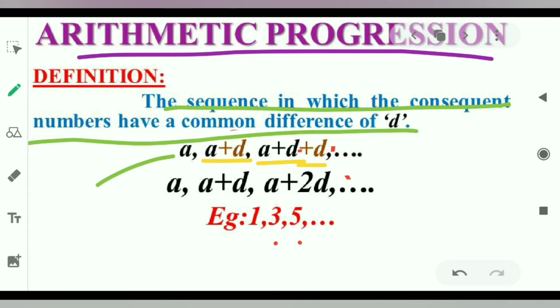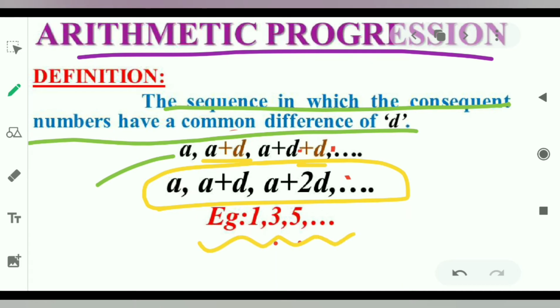On simplifying, we will get like this: a comma a plus d comma a plus 2d comma the next term. Very good. a plus 3d, right? Likewise, the sequence goes on.